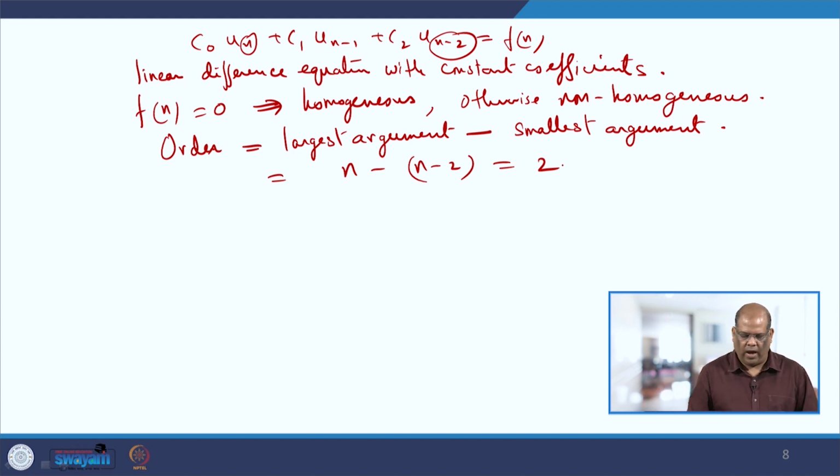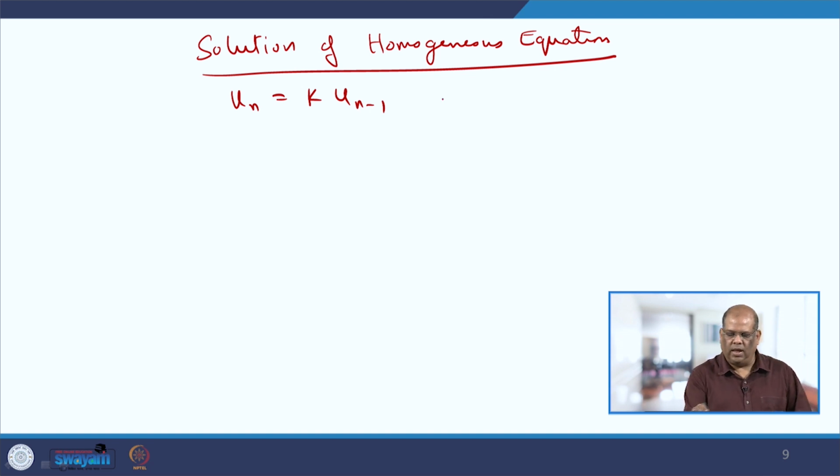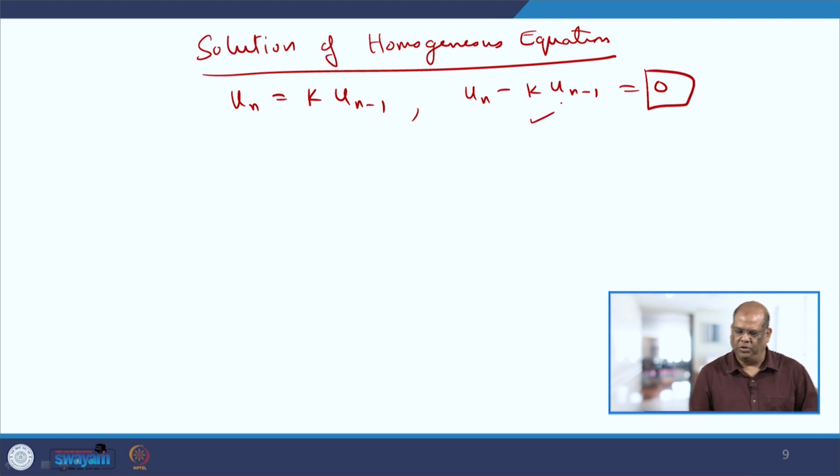Now, let us find the solution of the homogeneous equation. So, the equation is of the form u_n equal to some k times u_{n−1}. So, as you can see, there is no function of n and hence it is a homogeneous equation. You can put this in the standard form also. So, there is no F_n here and that value of F_n is 0. So, this is a homogeneous equation.